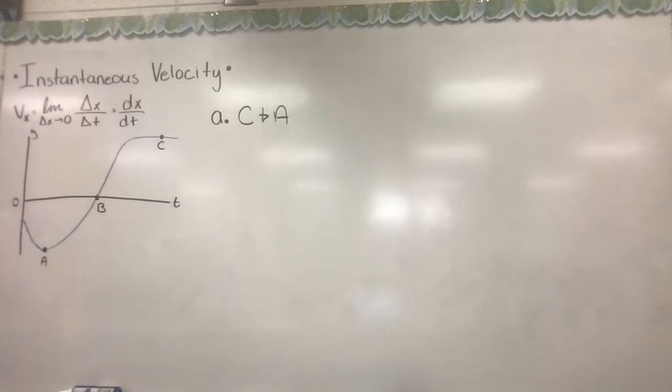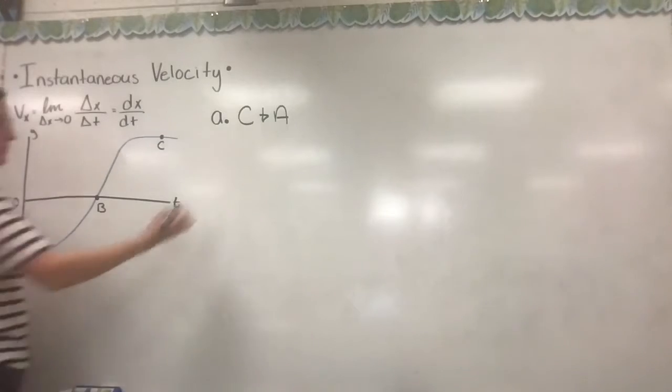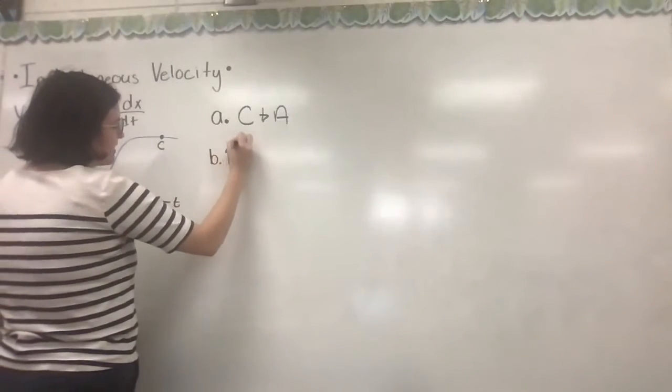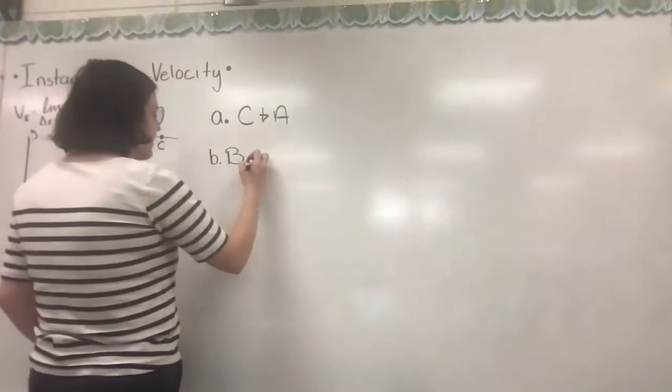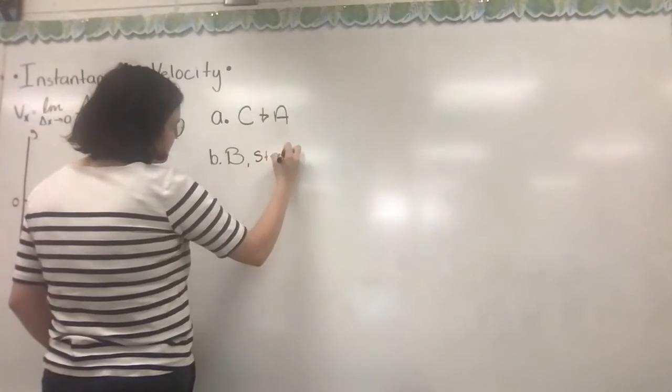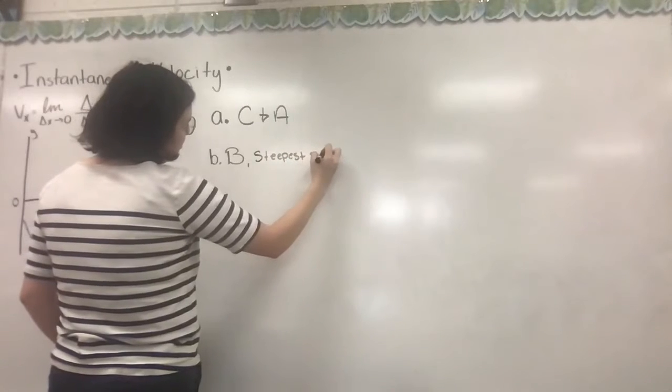Now, at which point or points does the elevator have its absolute maximum velocity? B. Okay, other than the fact that you know it's 0 at C and A, what makes you think that B is a maximum velocity? It's the steepest slope we have here, okay? So your maximum velocity is going to be where there's the steepest slope.